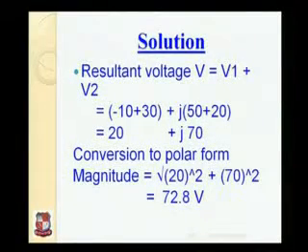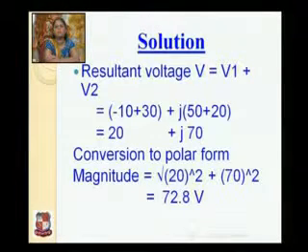As we had discussed earlier, for addition always prefer rectangular form. So for resultant voltage, V is equal to V1 plus V2. The equation of V1 in rectangular form is already given, and the equation of V2 is also given. So addition of real part: minus 10 plus 30, plus j, addition of imaginary part: 50 plus 20. So your answer is 20 plus j70. This is the value of resultant voltage in rectangular form.